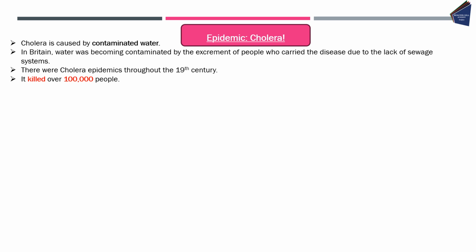The epidemic that you would need to reference in the exam is cholera, and there have been numerous questions on cholera which we will see at the end of this video. So just a reminder that cholera is caused by contaminated water, and in Britain water was becoming contaminated by the excrement of people who carried the disease due to the lack of sewage systems. There were cholera epidemics throughout the 19th century, and a statistic that I would encourage you to reference in the exam is that it killed over 100,000 people.